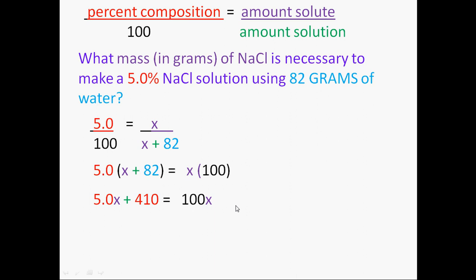Now I'm going to combine like terms. I've got an x term on the left side and an x term on the right side. I don't like that. I want to get them together. So I'm going to move this 5x term over here by subtracting it from both sides. That means that 410 is equal to 95x. Now I can solve for x, the number of grams of salt, just by dividing. I determined that there's 4.3 grams of salt that I would add to my 82 grams of water to make a 5% saltwater solution.